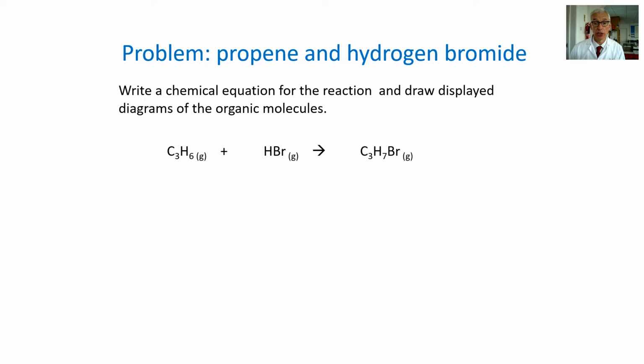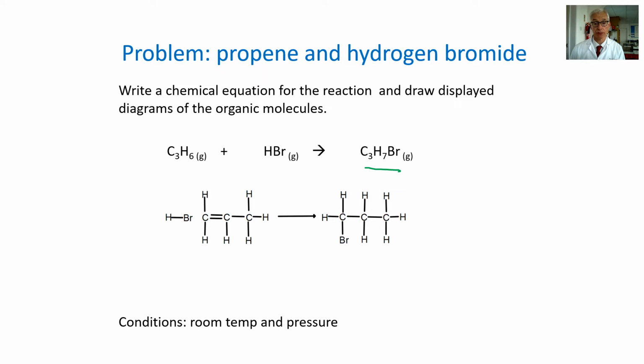There's the equation. All of the particles of the left-hand side are included in the one product on the right-hand side. Conditions of room temperature and pressure. What about the displayed diagrams? Well, we can see if we look at the position of the double bond, those carbons have not changed their position, they're still here, but there's a single bond, and each of them has picked up an additional atom, bromine and a hydrogen.